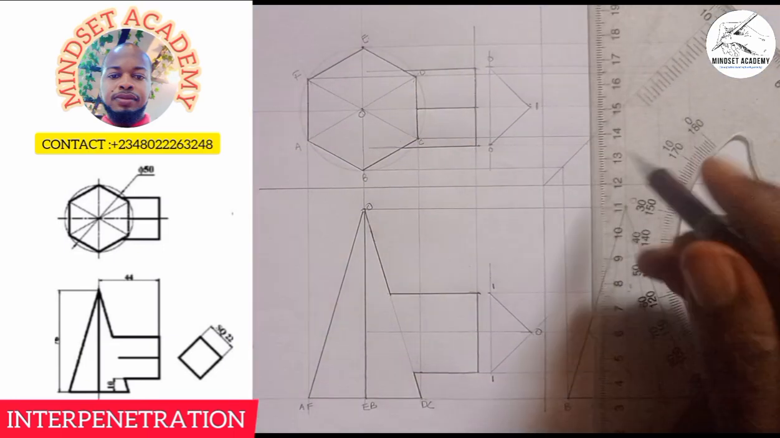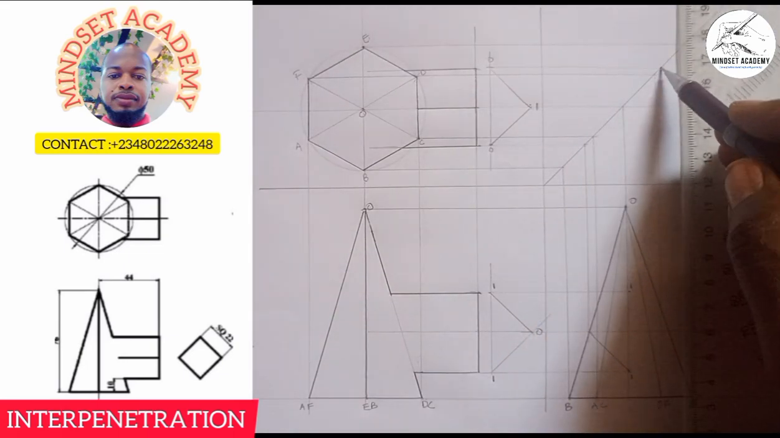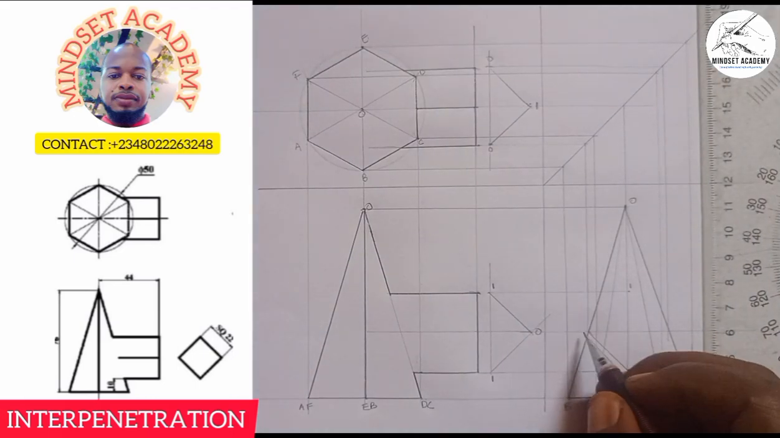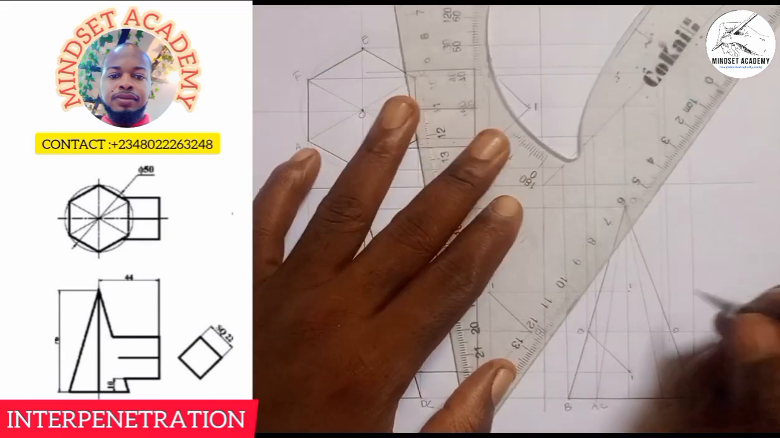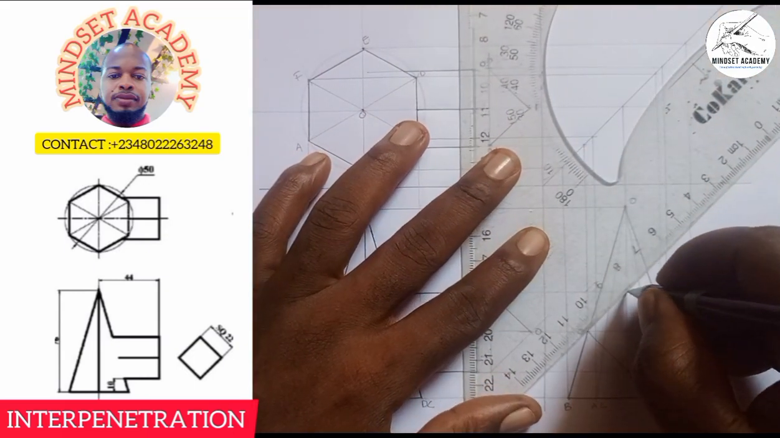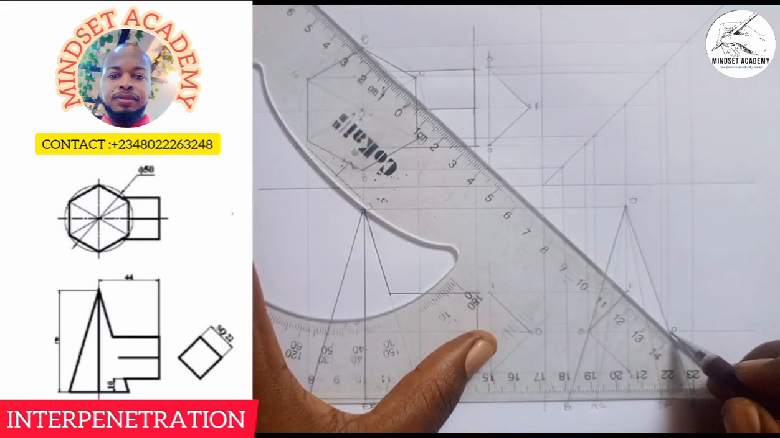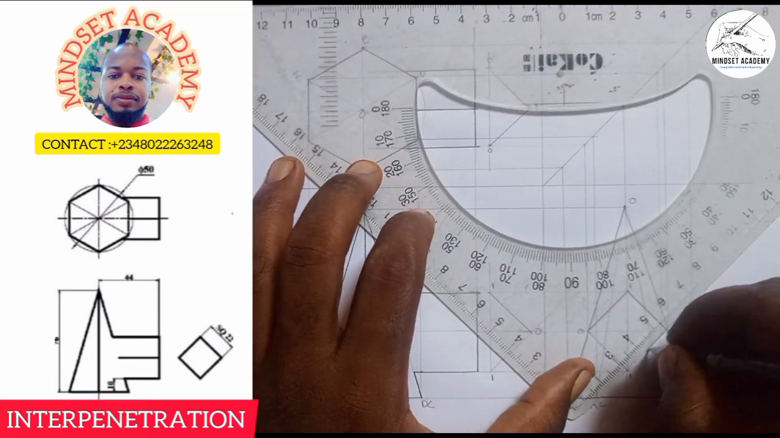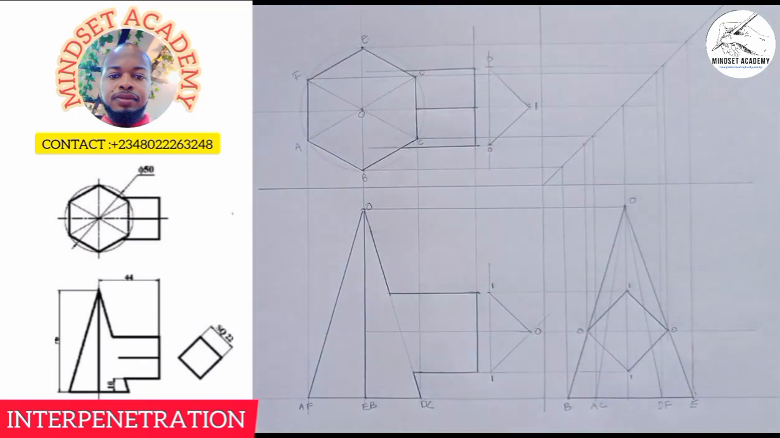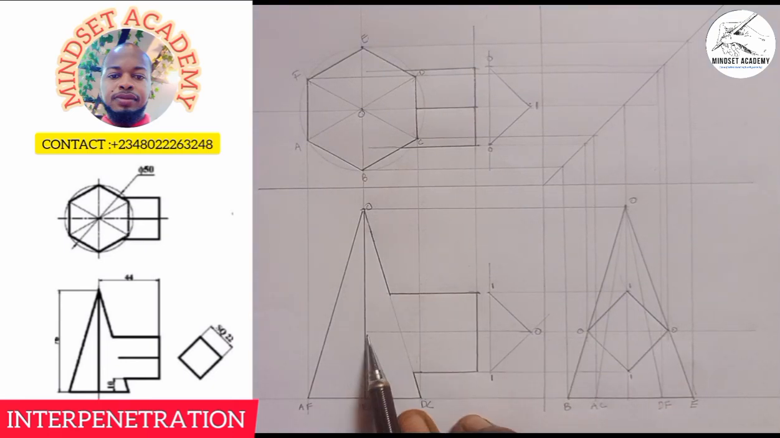So point 0 and also point 0. This is where they are meeting. 0 and 0. So let's bring them together. Then bring them together. So it means that my point 1 is touching, my point O is touching this line here. So don't get it twisted.